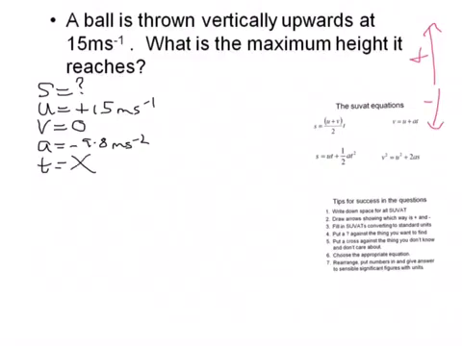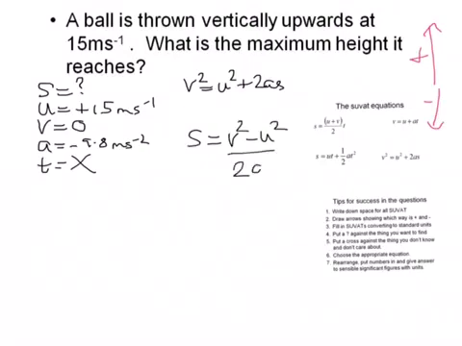So that means we can now choose the equation that we want, which is the one that doesn't have t in it. And that is in fact the same equation that we used in the last question, which is v squared equals u squared plus 2as. And we in fact need to rearrange it in exactly the same way as in the last question, which will give us s equals v squared minus u squared over 2a.